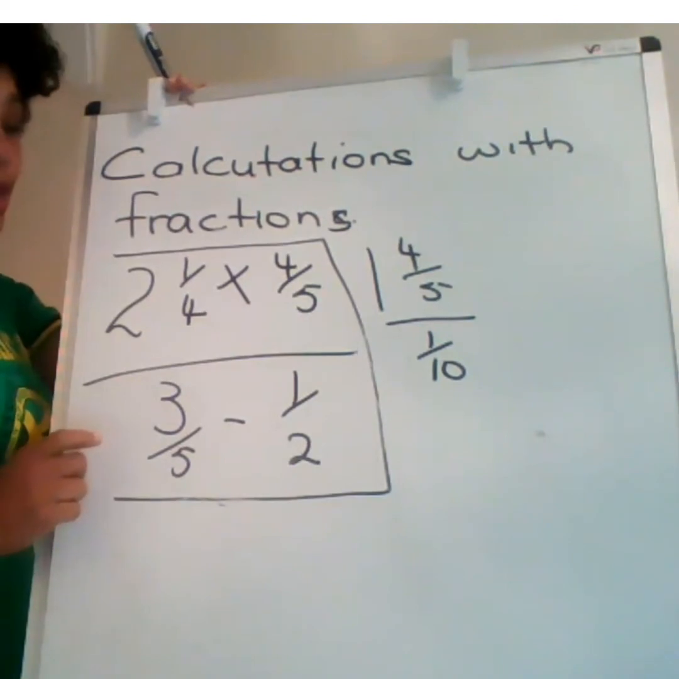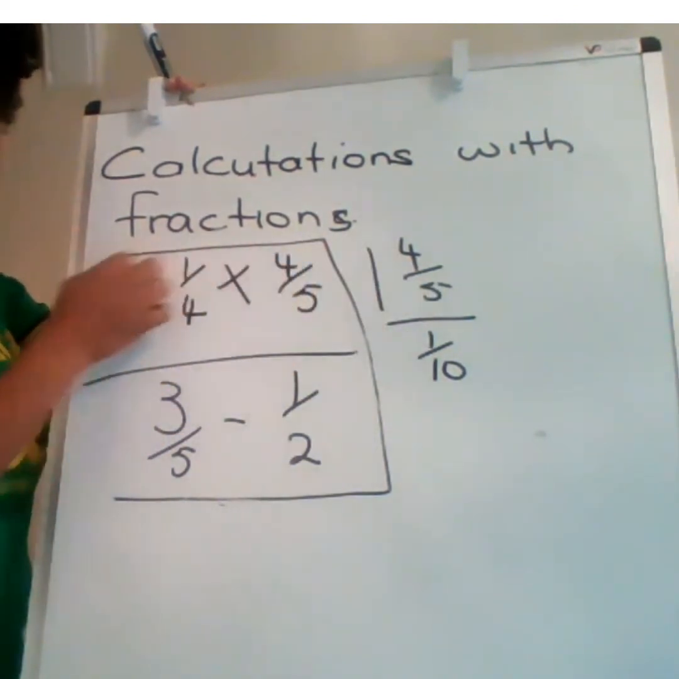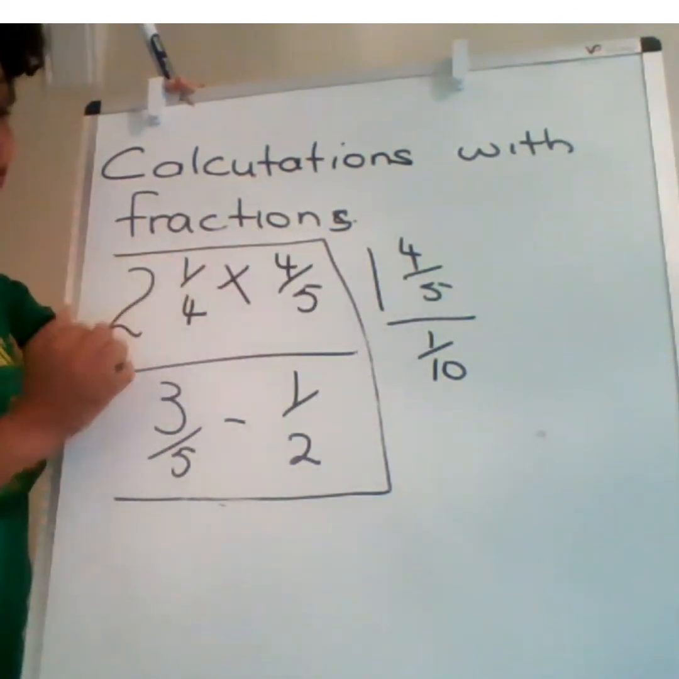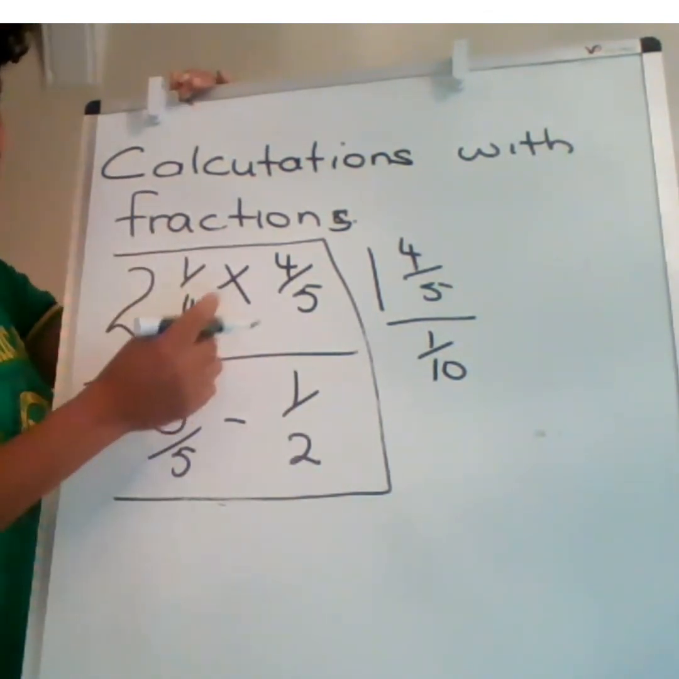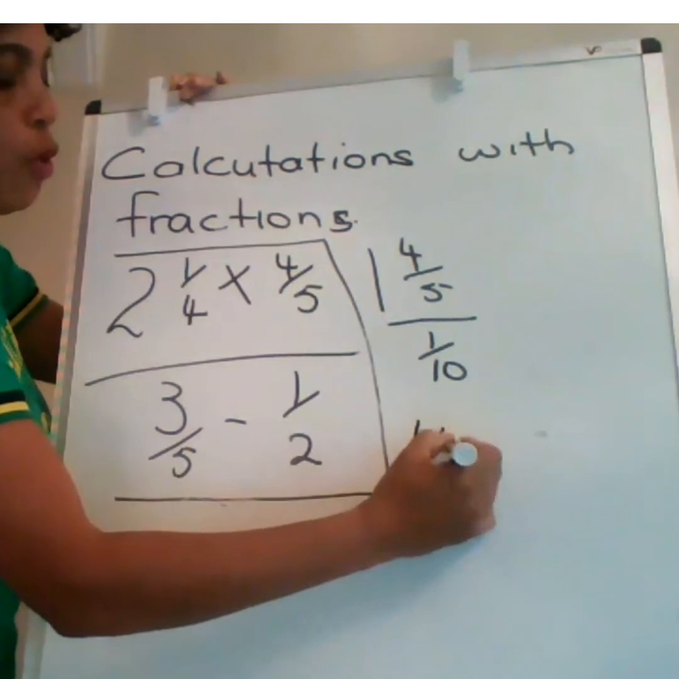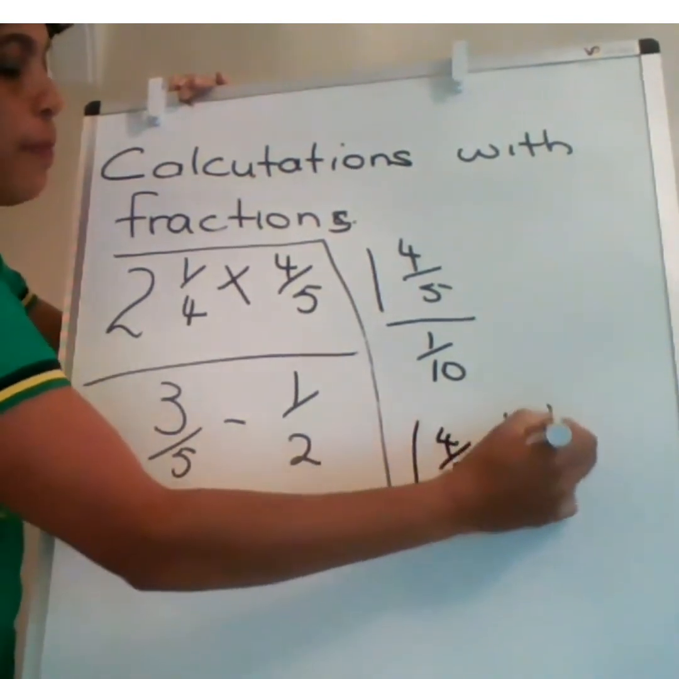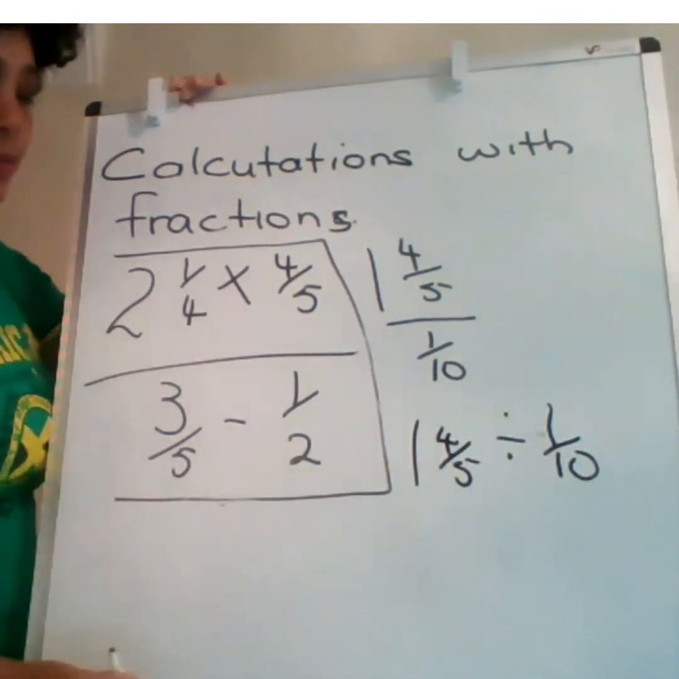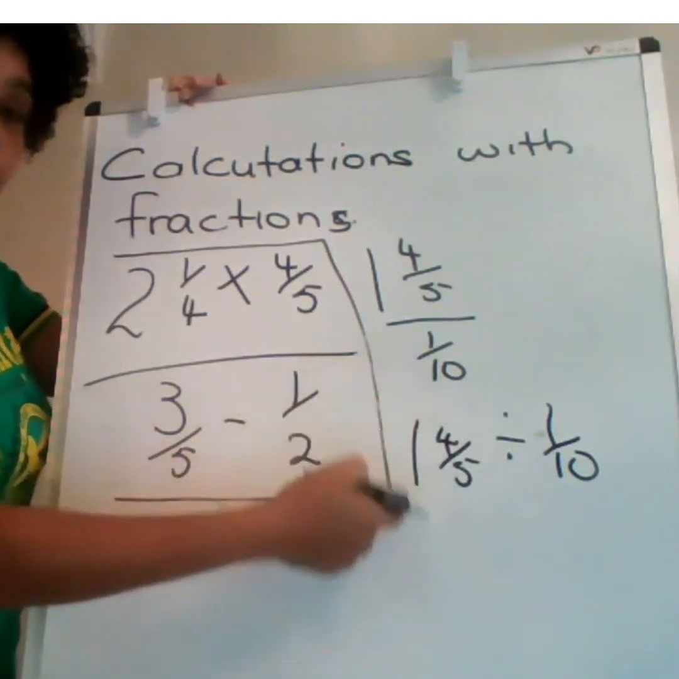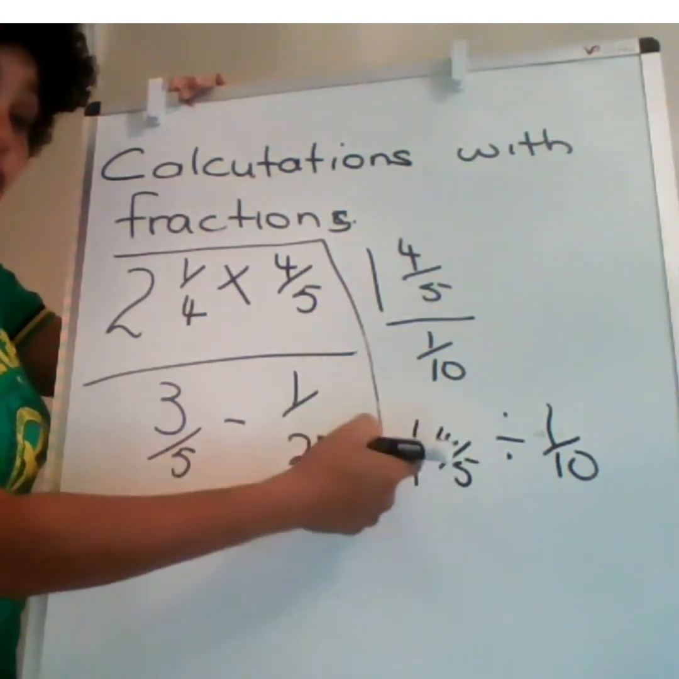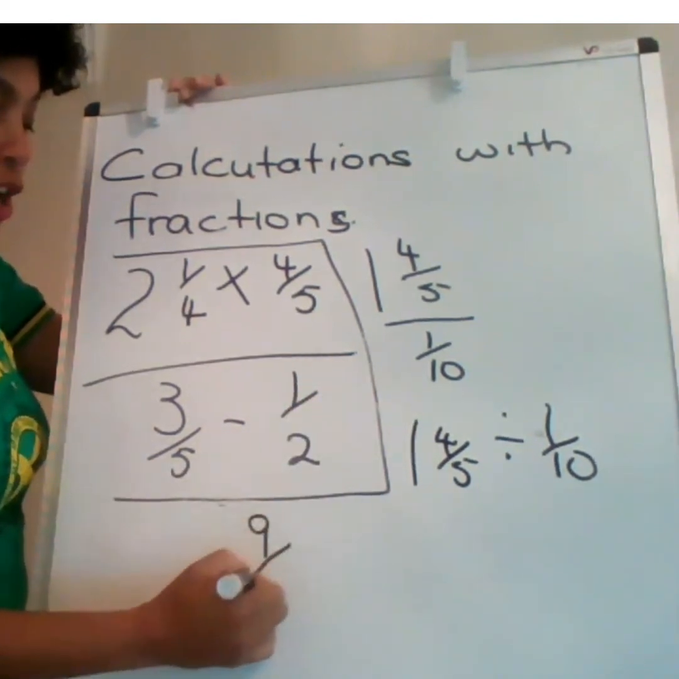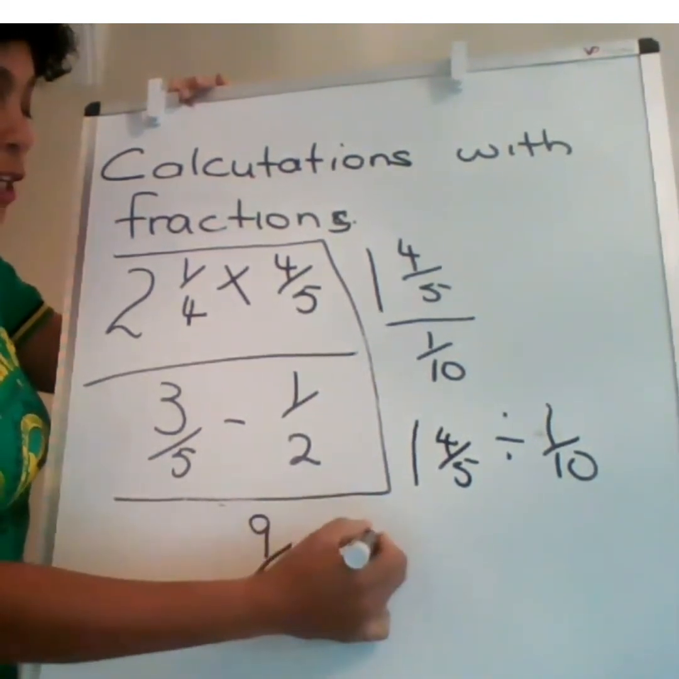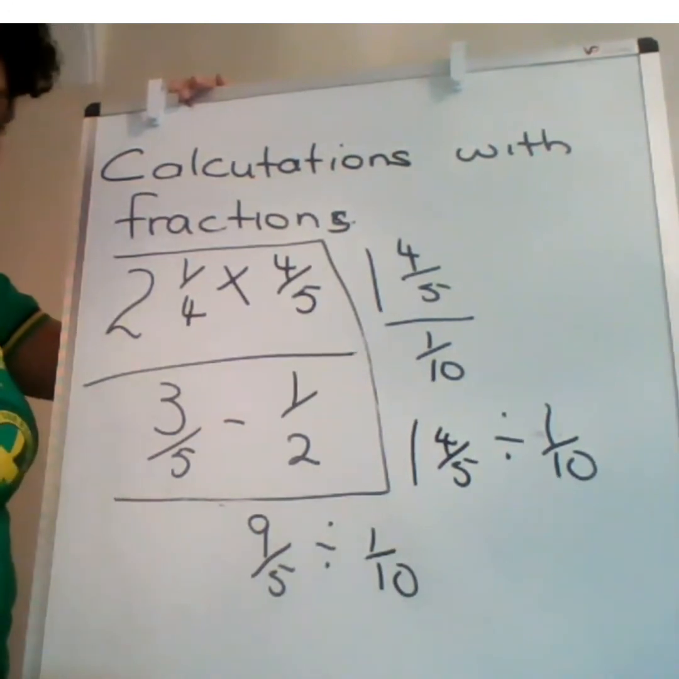Now this is what we now have, 1 and 4 over 5, because this gives us 1 and 4 over 5, and this gives us 1 over 10. Now we're going to be working. So 1 and 4 over 5 divided by 1 over 10. This is a mixed number, so we need to change it to an improper fraction. 5 ones are 5 and 4, 9. So we have 9 over 5 divided by 1 over 10.